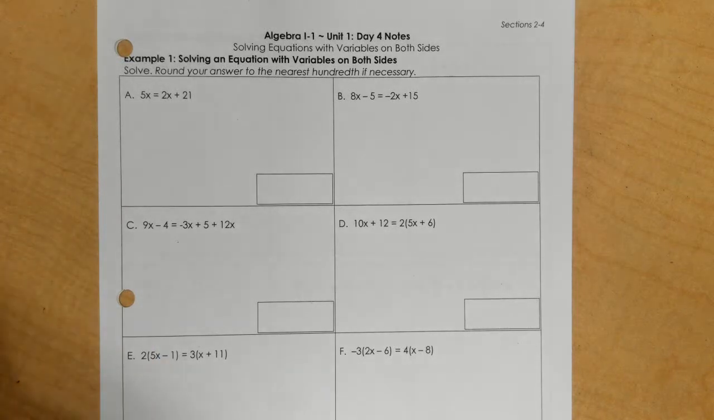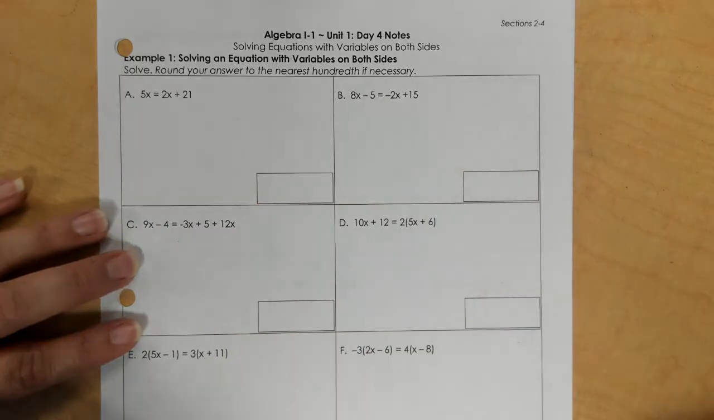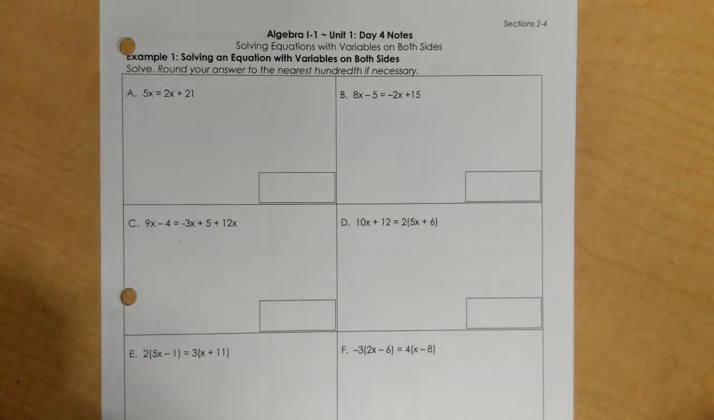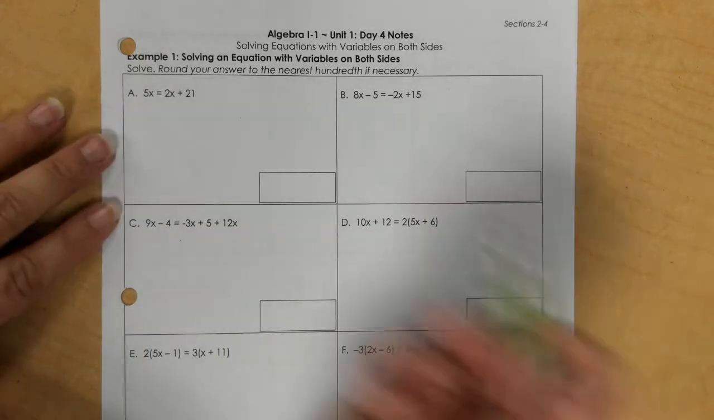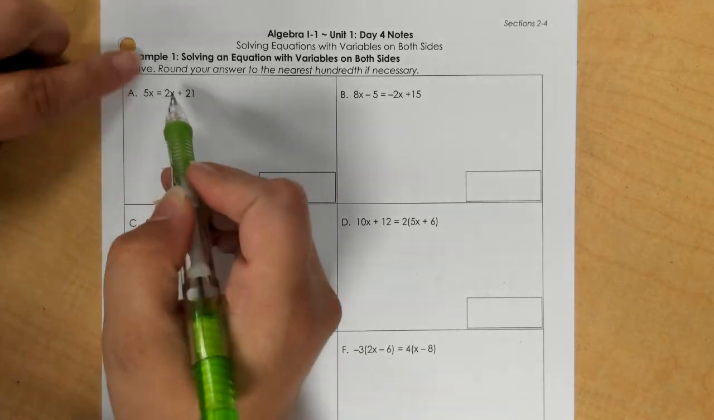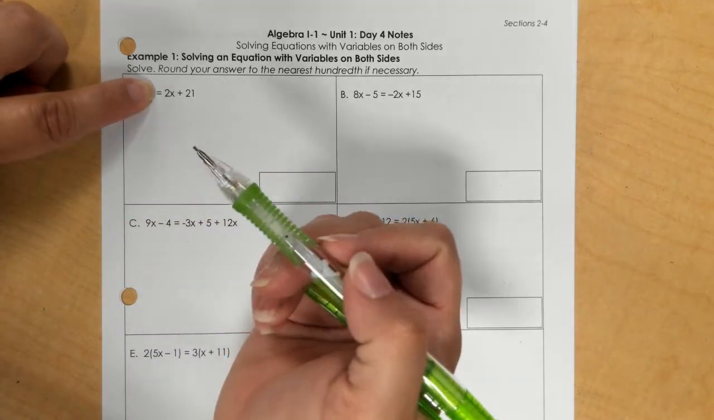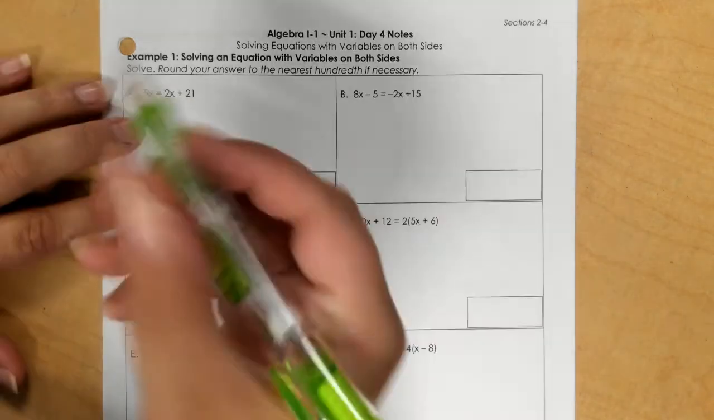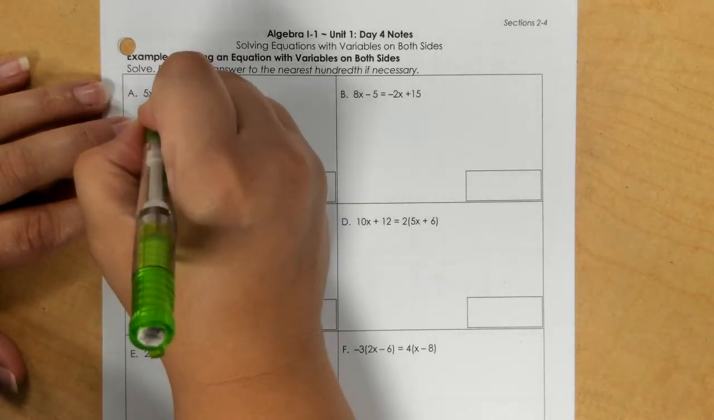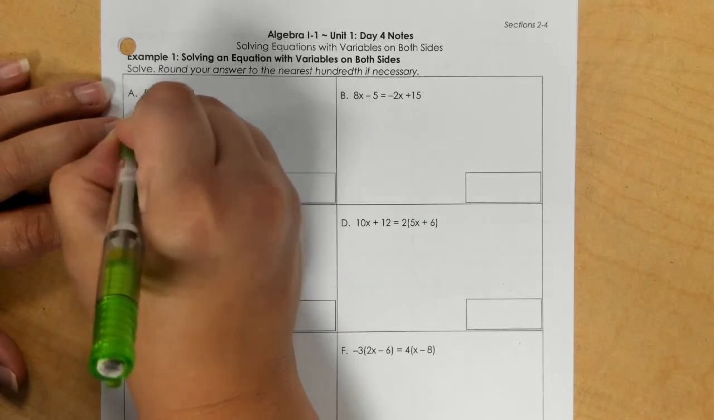For Unit 1, Day 4 notes, we're going to solve equations with variables on both sides. It says here in the directions to solve and then round your answer to the nearest hundredth if necessary. So only on a few of these will we have to do that. On the first one, we see that on the left side, there's nothing to combine. And on the right side of the equation, there's also nothing you can combine. So when you have variables on both sides, you're going to want to subtract that 2x to both sides.